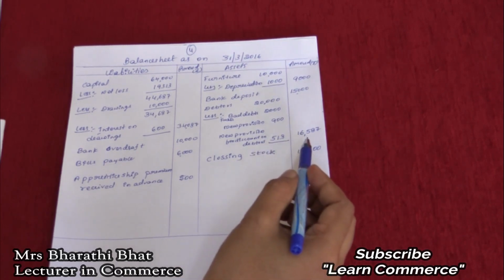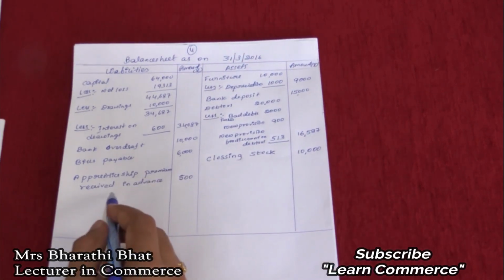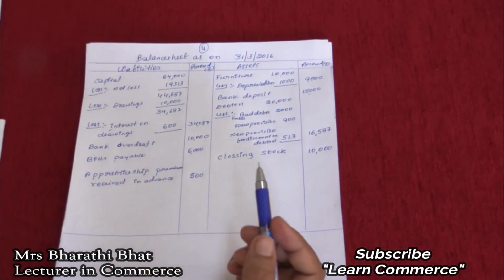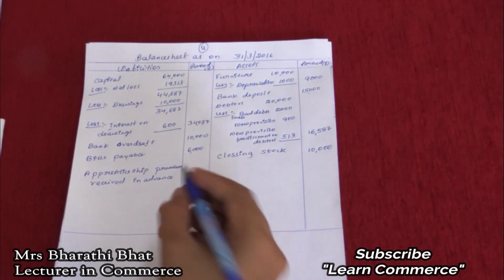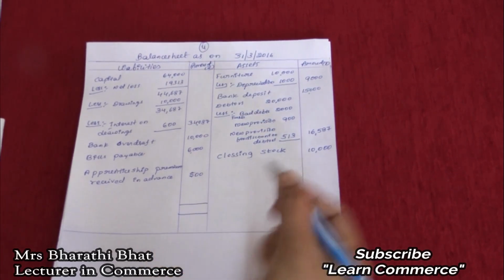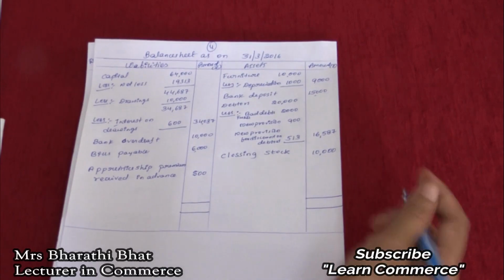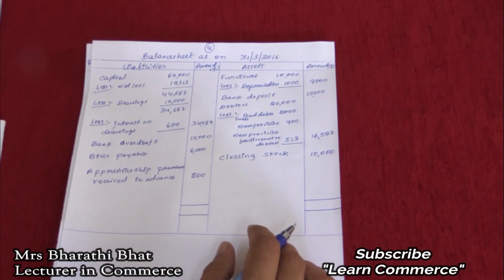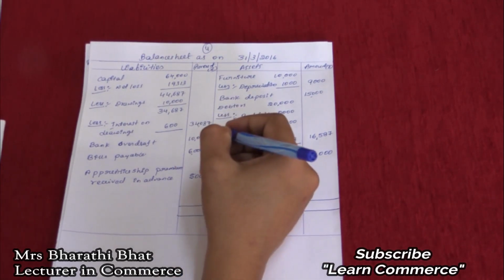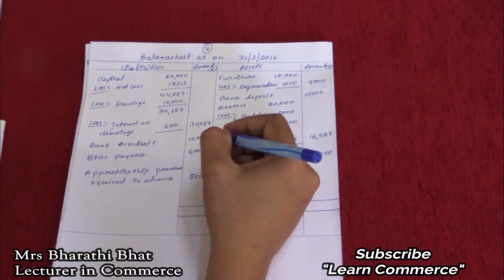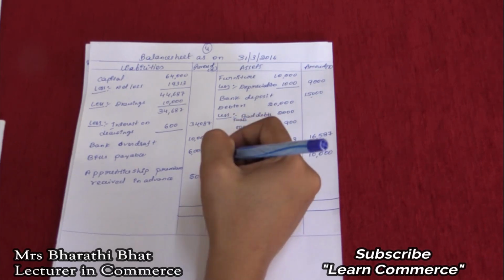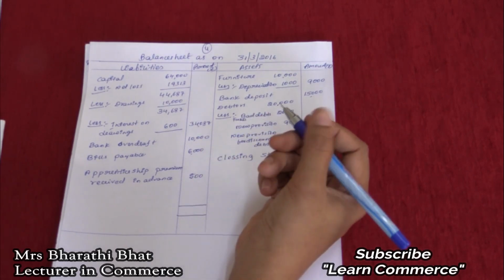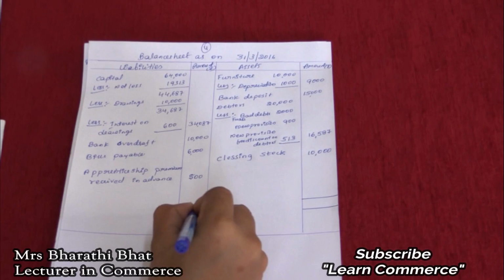And next, apprenticeship premium, which is received in advance, so that's why it is considered as what? Liability. So the next step is totaling. As we know that assets must equal liabilities and capital of the business. So just calculate liabilities side now. Use calculator. 34,087 plus 10,000 plus 6,000 plus 500. How much? 50,587.